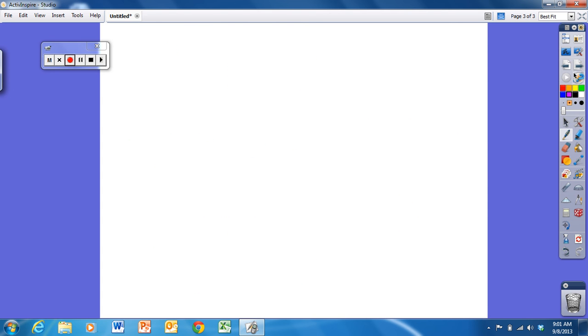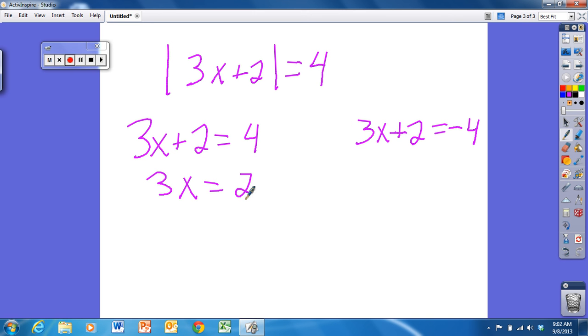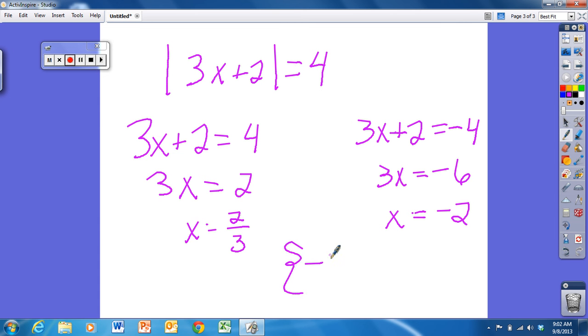Try one on your own. Pause the video and try to solve that. You would write two separate equations. And your two possible answers are negative 2 and 2/3.